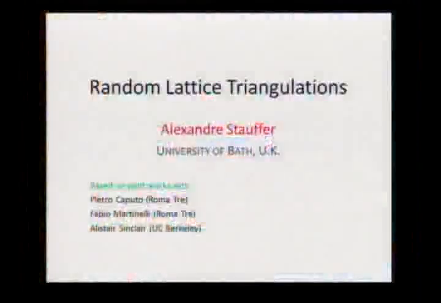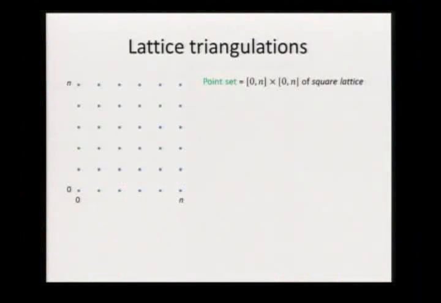Let me start defining what lattice triangulations are. So we have a given point set, which are the points of the square lattice in this square from 0 to n. The point set is fixed, never changes. And then you take a triangulation of this point set. You can take a triangulation of any point set. So this is the point set we're going to work with.